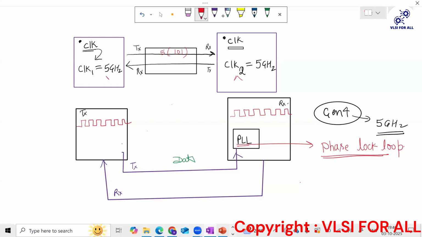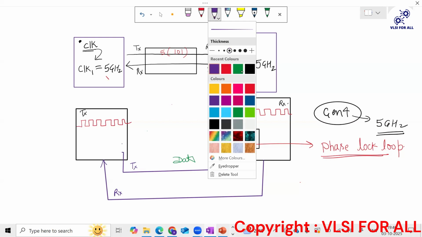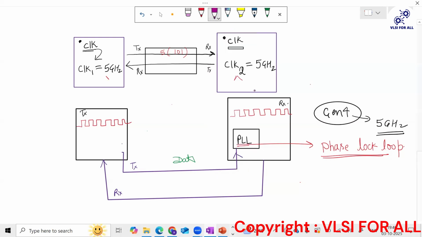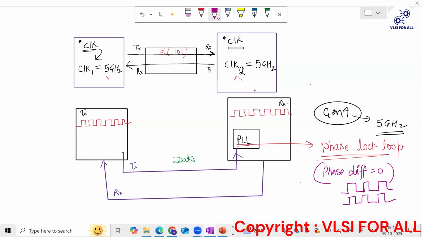Basically, there are two parameters for a clock to become a single clock. One is frequency and one is phase. So frequency is already the same and phase has to be the same. Same phase means phase difference should be zero. मतलब अगर एक clock ये है दूसरा clock भी same होना चाहिए, like that. And this is the job of this PLL.